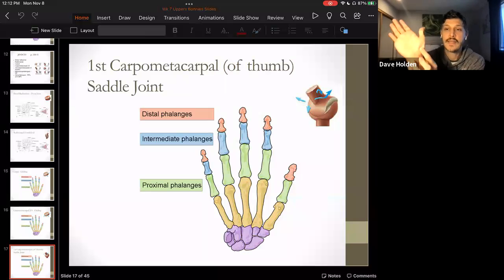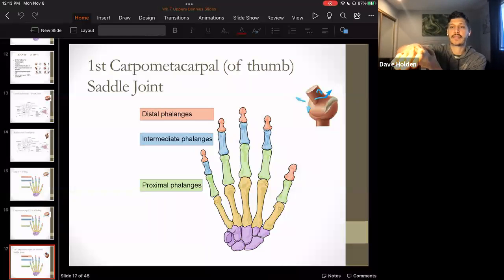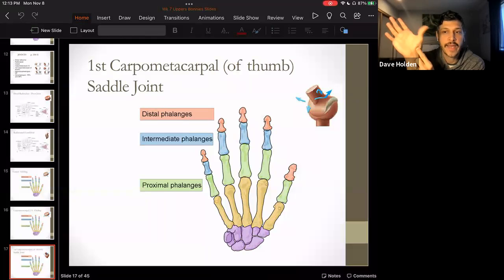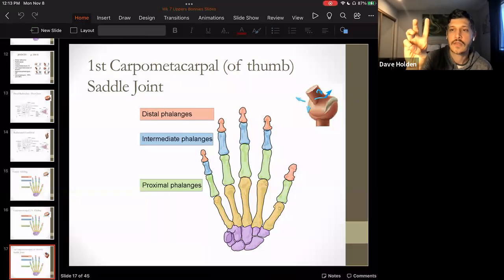But the saddle joint also has a unique array of motion. We can add and abduct, we can flex and extend, we can circumduct a little bit. But the really cool motion that we get out of this joint, that you can only get out of this joint, is a movement called opposition. Now, it's not a movement maybe that you're kind of expecting, but opposition looks like this.